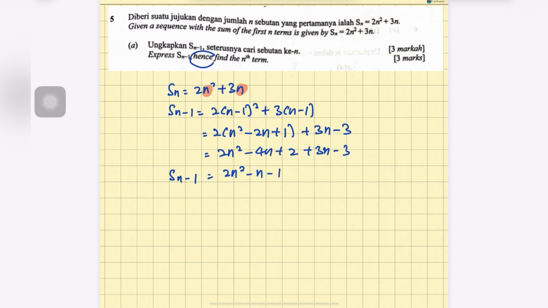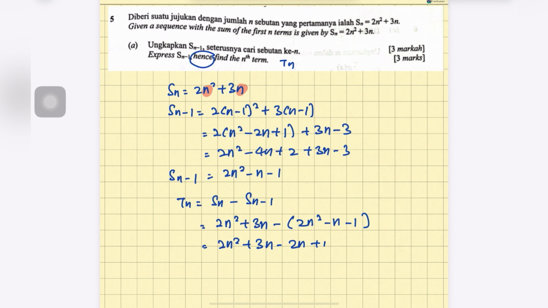Okay, so this is S(n minus 1). There is the word hence, which means next, find the nth term. The nth term is Tn. We know that Tn is Sn minus S(n minus 1). So Sn is 2n squared plus 3n minus, put brackets, 2n squared minus n minus 1. Okay, so we get 2n squared plus 3n minus 2n squared plus n plus 1. So everything cancels, so 4n. So Tn equals 4n plus 1.